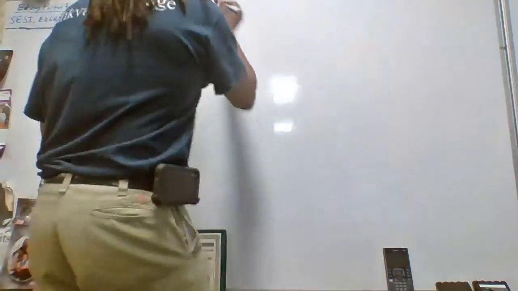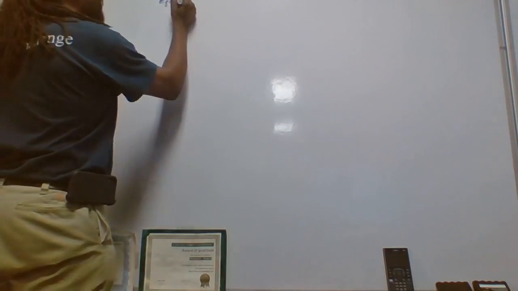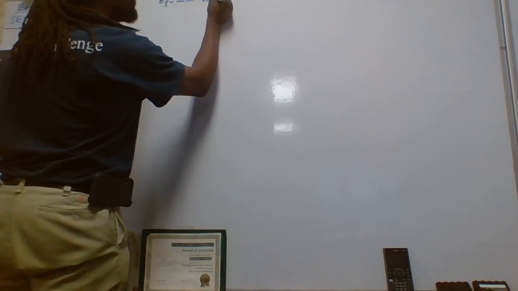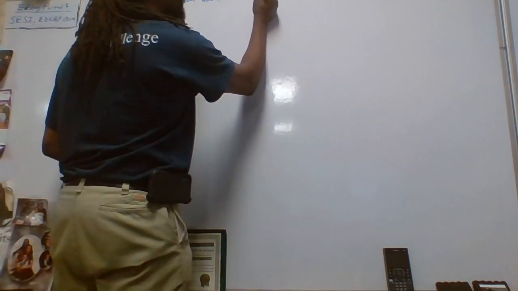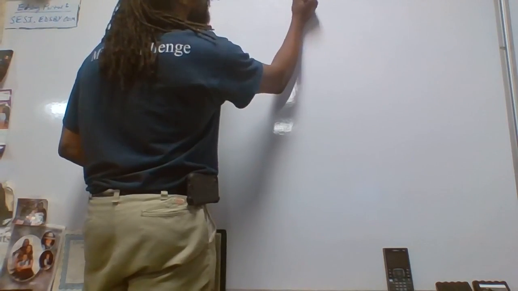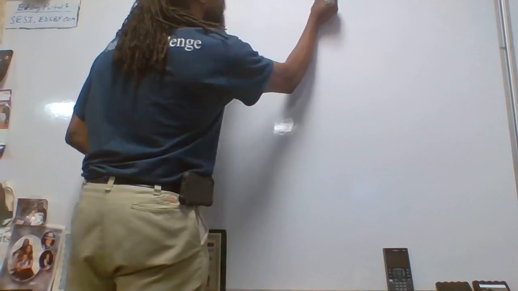This equation is for equivalent resistance, and again, this is for parallel circuits, okay? All right, let's keep it moving. What is the equation? Well, I told you it's in the green box.